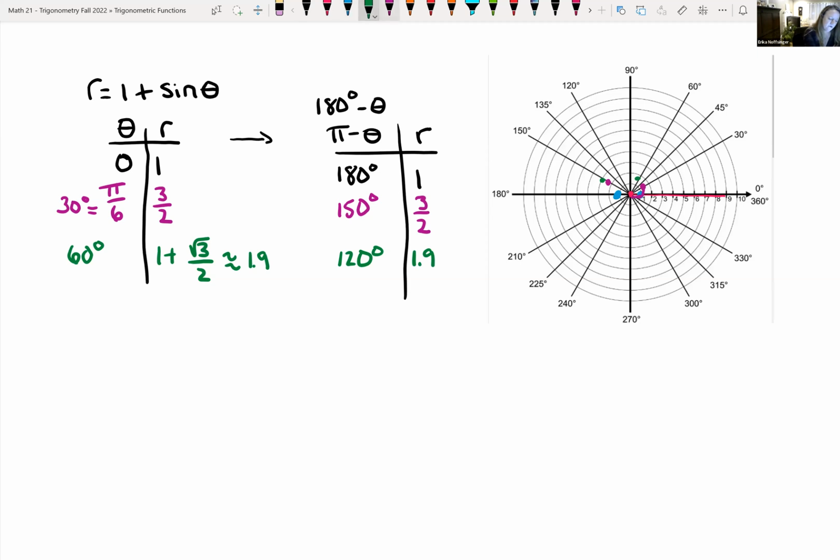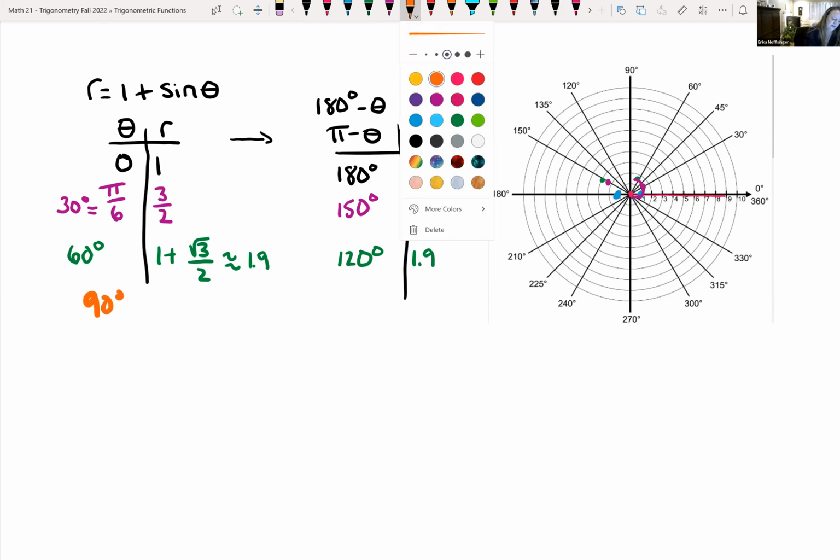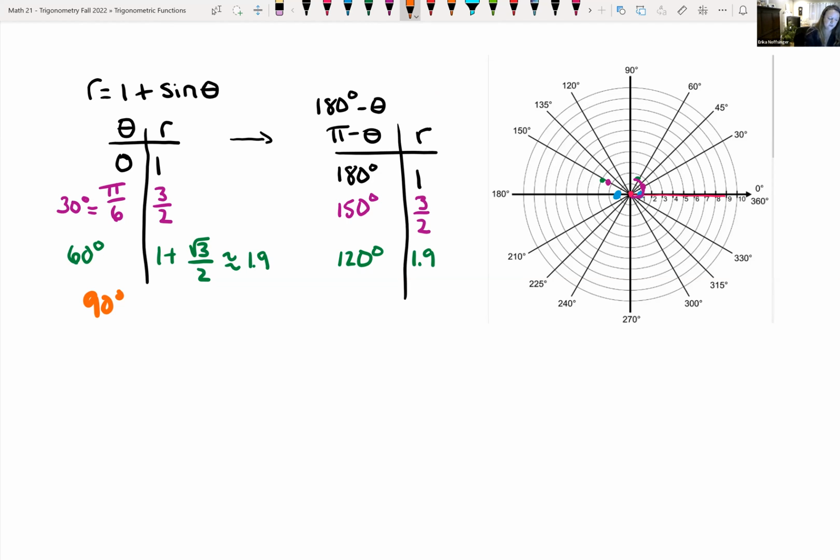And so we're going to continue here. Let's plug in pi halves. If we plug in pi halves or 90 degrees, sine of 90 degrees is 1, 1 plus 1 is 2. So 180 degrees minus 90 degrees is 90 degrees, so same point, 2. So at 90 degrees, we're going to go up 2.